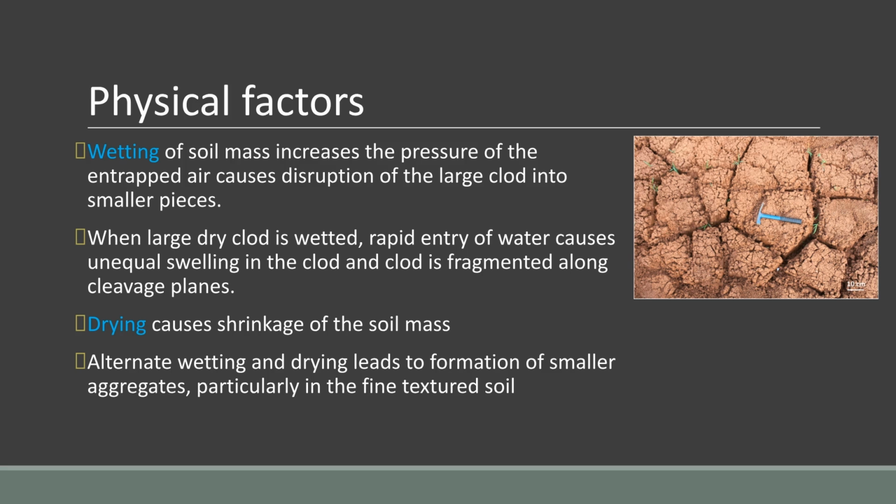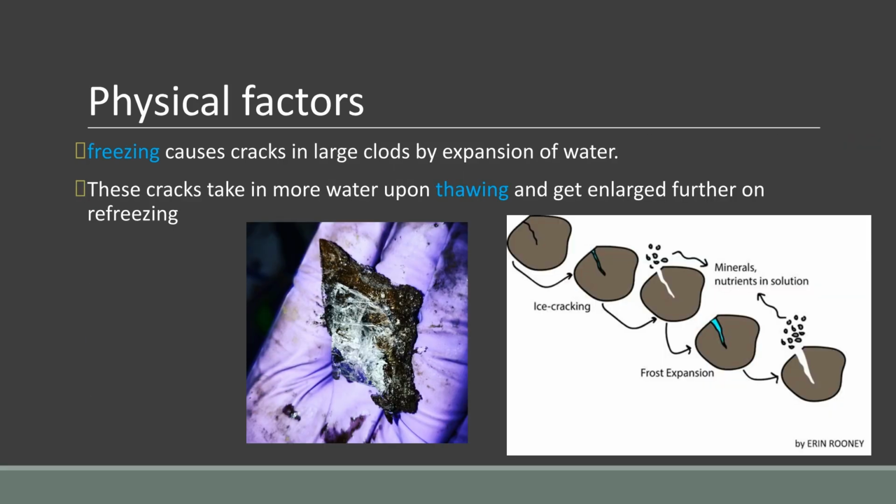Drying causes shrinkage, and alternate wetting and drying form smaller aggregates, especially in fine-textured soil. Freezing is another physical factor that causes cracks in large clods due to the expansion of water. These cracks enlarge upon thawing and refreezing as they take in more water.